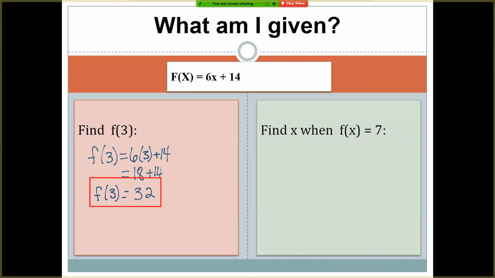The next one's the tricky one. They're telling you to find x. That's your key that they're telling you the output, and you're asked to find the input. So f of x equals 7. So 7 equals 6x plus 14. Subtract 14 from both sides. So negative 7 equals 6x. Beside it, divide. x equals negative 7/6.